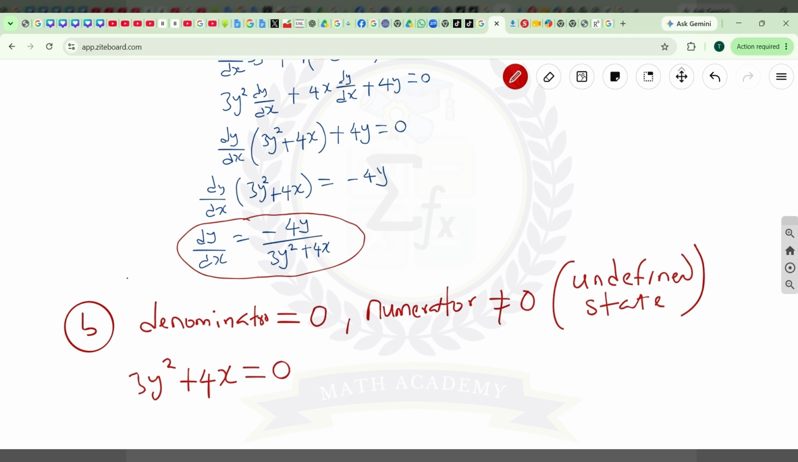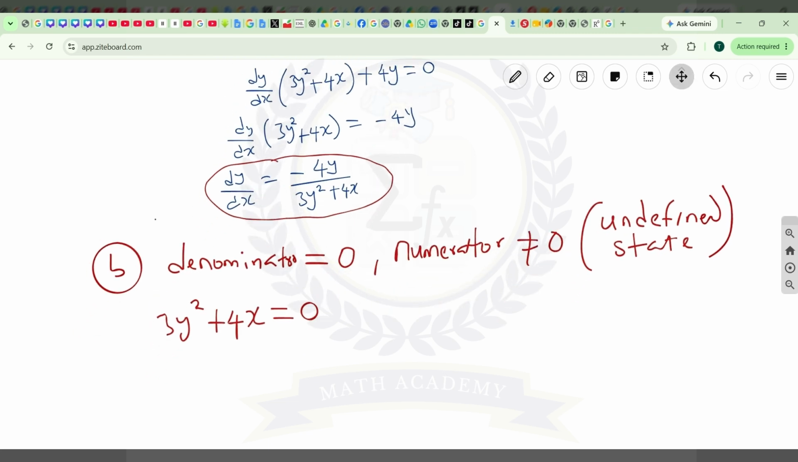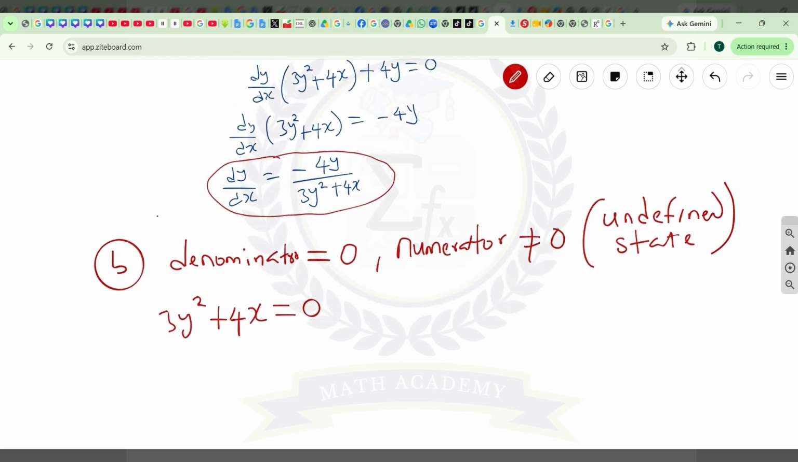So equating that to 0, we are going to first of all look for the value of x. To do that, we just make x the subject of the formula. So 4x is equal to negative 3y squared, and you have that x is equal to negative 3y squared divided by 4.